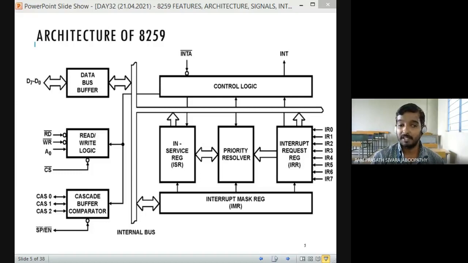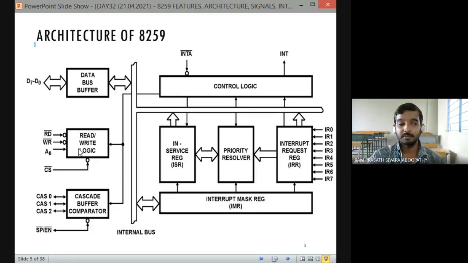Like 8255 and 8253, here also this bus is going to connect the CPU with your 8259, correct? Yes, for data transfer, very good. For programming your 8259, this bus is very important. It is a bidirectional bus. That means you can configure this 8259 as well as read the status of some of the registers from 8259. That's all about the purpose of D7 to D0. Data bus buffer carries information from the CPU to 8259 or from 8259 to the CPU, so it acts as a bridge.